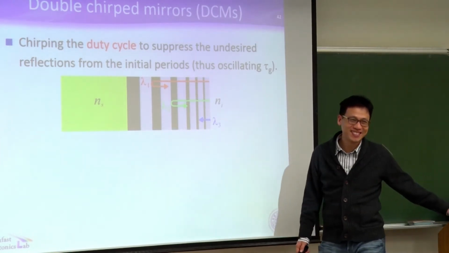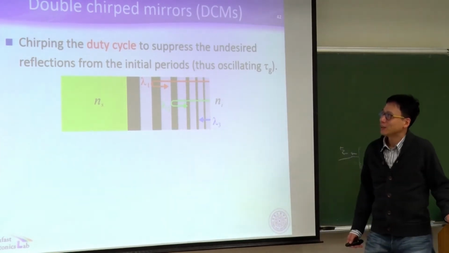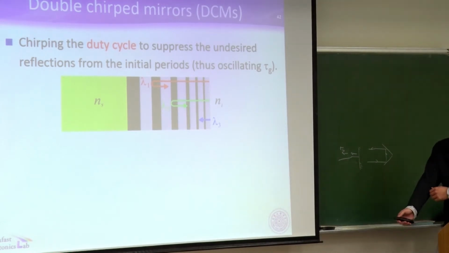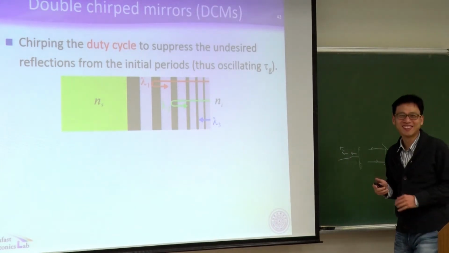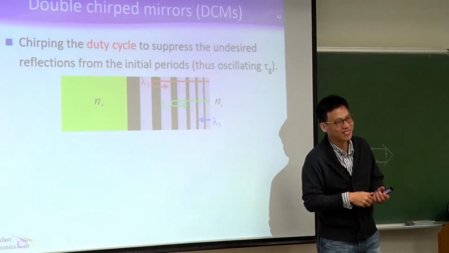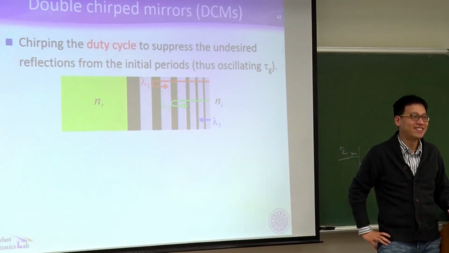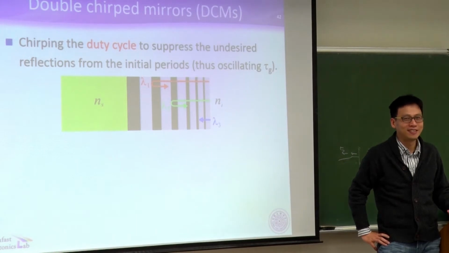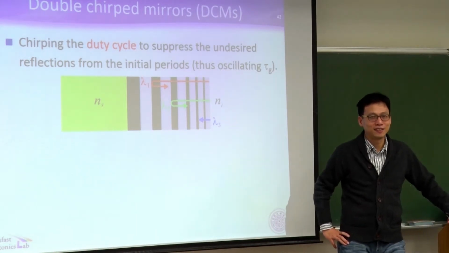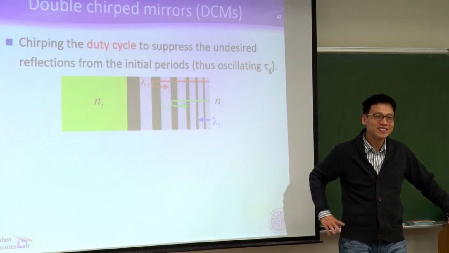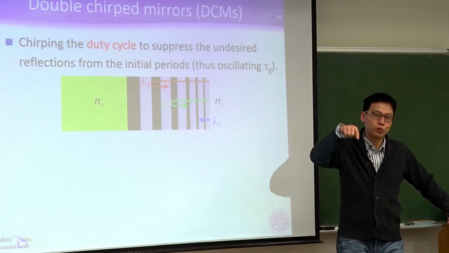You can use double chirp mirrors. What is the meaning of double chirp mirrors? Okay. You need to chirp not only the period, as in simple chirp mirrors, but also the duty cycle. This is something new. What is duty cycle, to your knowledge? The thickness ratio between N1 and N2. Yes.